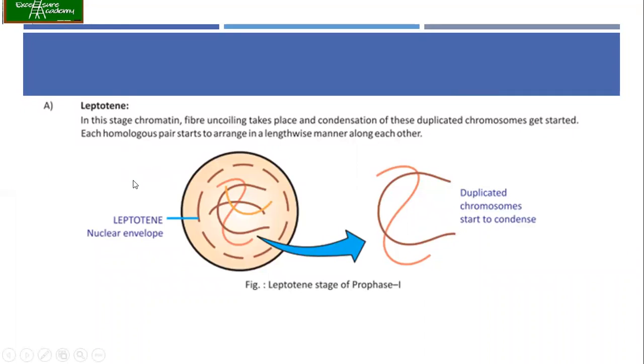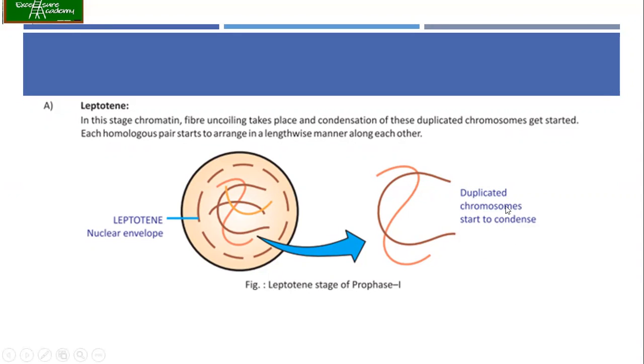Now, this is the first stage of prophase 1, which is called leptotene. In this stage, the chromatin fiber uncoiling takes place and condensation of these duplicated chromosomes gets started. Remember, in mitosis also we talked about chromatin condensation. So it is similar. Each homologous pair starts to arrange in a lengthwise manner along each other. Why? Because it has to pair based on homology. The similar chromosomes present in the mother and father will come and pair up.